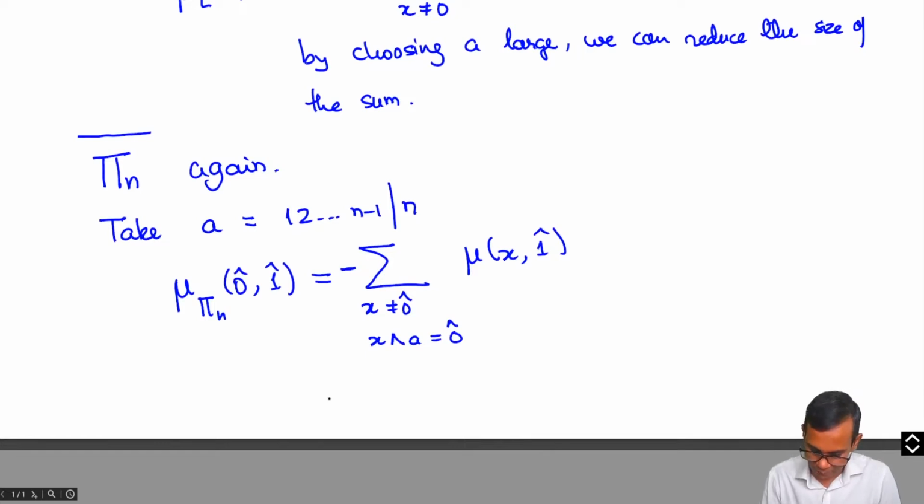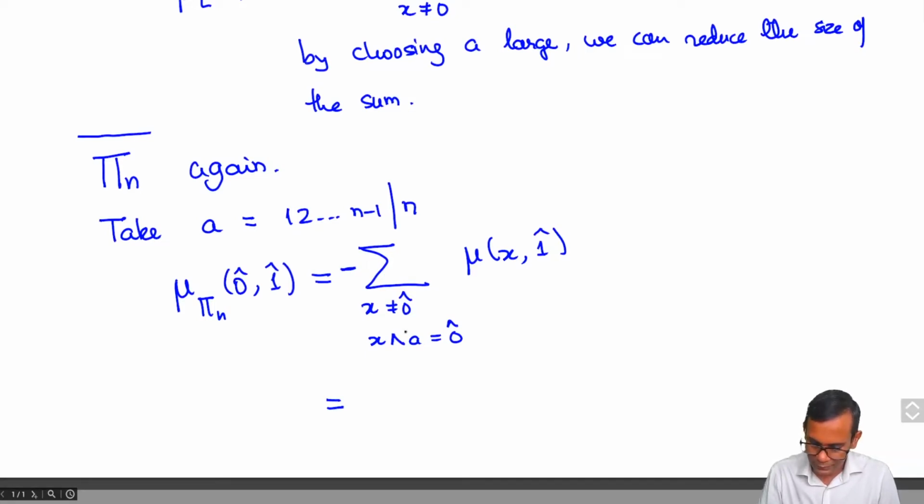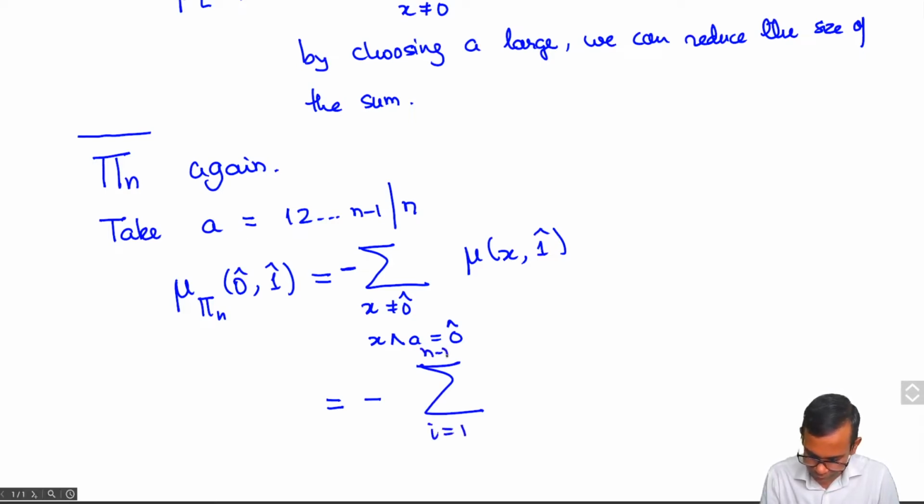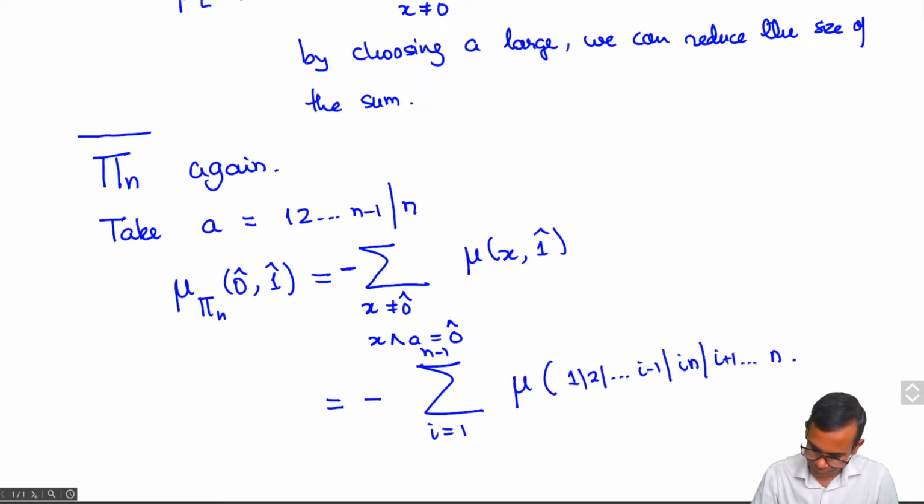So this will be the sum over set partitions of the form: I can be allowed to be with n for each I, so I goes from 1 to n minus 1. Then we take the set partition which has 1, 2, and then I gets blocked with n, and then n. Okay, so there are n minus 1 of these.